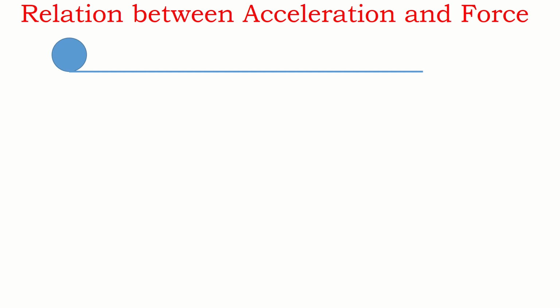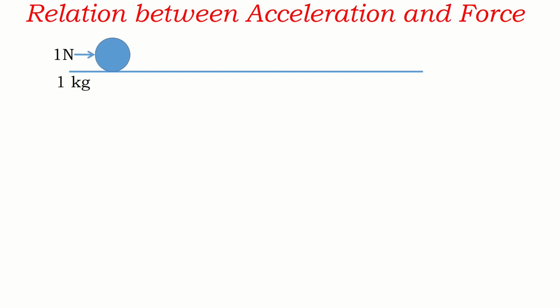Now let's talk about the experiment of that time. Let's say this is a 1 kg mass and a 1 Newton constant force is applied on it, then certainly acceleration is produced on it. And it accelerates with an acceleration of 1 meter per second square. What is the meaning of acceleration 1 meter per second square? If its velocity increases by 1 meter per second in every second, then its acceleration will be 1 meter per second square.